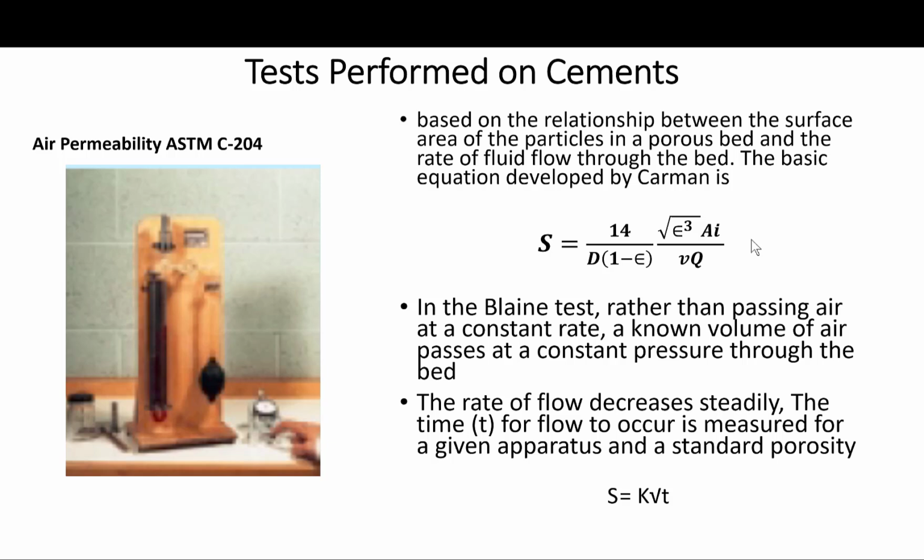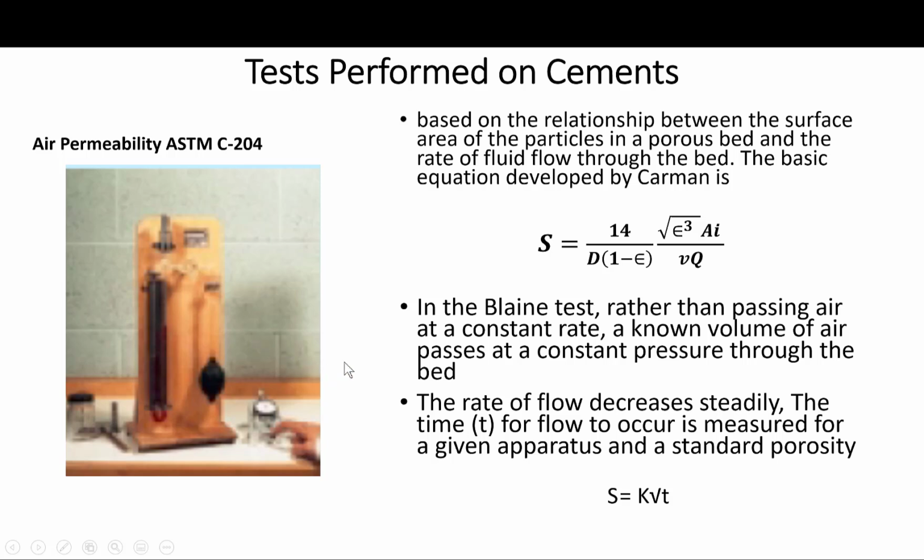The Blaine method, rather than passing air through the bed at a constant rate, a given volume of air is passed through a bed of standard porosity at a steadily diminishing rate, and the time required is measured, which is T, as you can see here. The specific surface S is then calculated from this relationship, which is S equals K, the constant, times the square root of the time. Here it is.